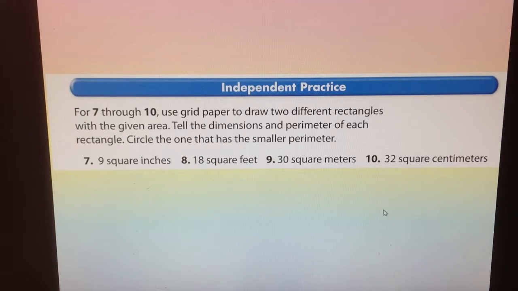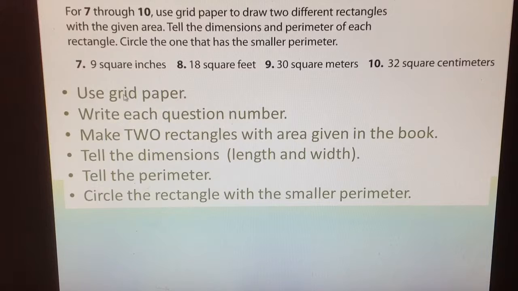We looked at a couple of these questions from the textbook. We used grid paper to draw 2 different rectangles with the given area. We told the dimensions and the perimeter of each rectangle, and we circled the one that has the smaller perimeter. So I wrote that out in bullet points too to make it a little bit easier for students to understand.